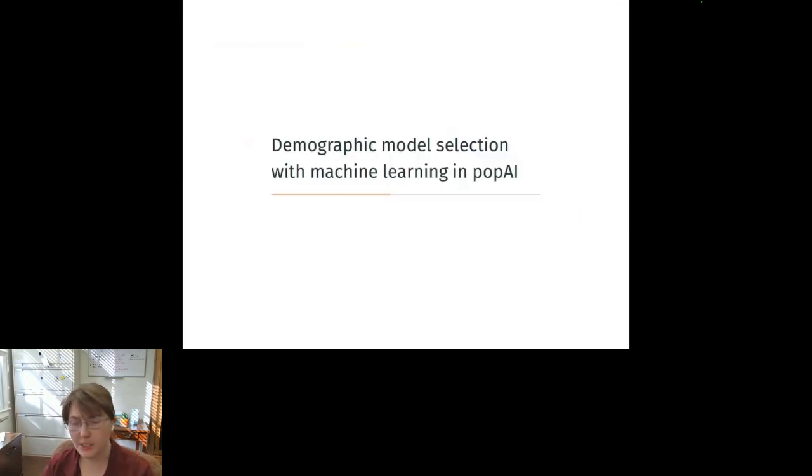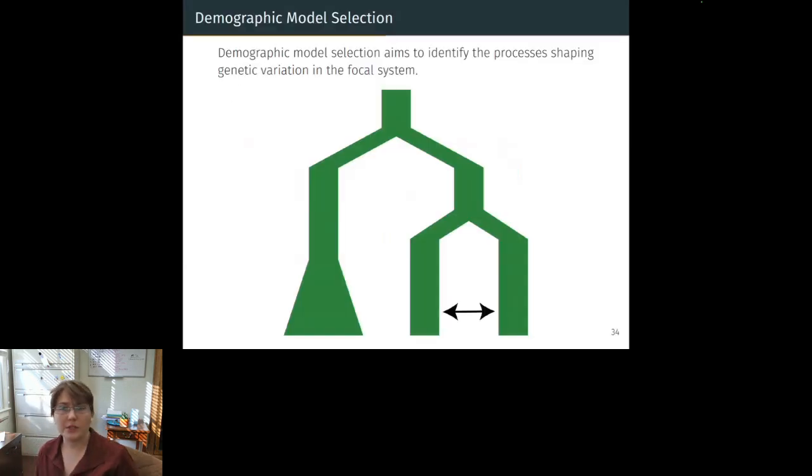Okay, so now I'm going to shift gears a little bit, and I'm going to start talking more about population genetic inference and specifically demographic model selection. In demographic inference, we're trying to identify processes that shape genetic variation in our focal systems. So for example, we might want to infer divergences between populations. We might want to infer population size changes. And we might want to infer things like gene flow between populations.